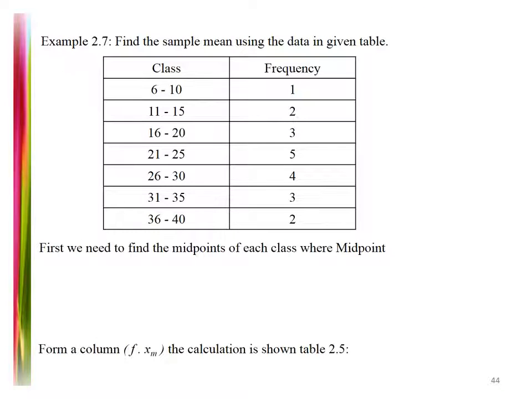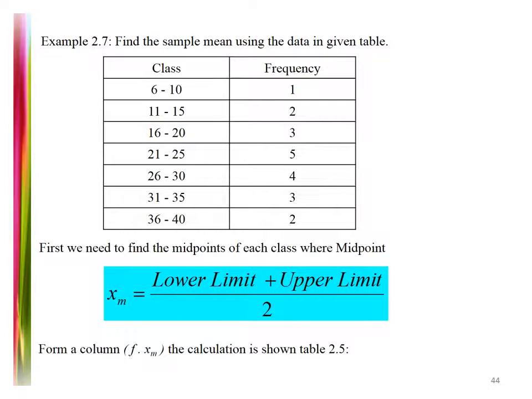Here I have also given one example. This is the class and frequency, so we can calculate the midpoint values by applying lower limit plus upper limit divided by 2. We have to generate new columns: they gave two columns, so we have to create the third column as midpoint and the fourth column as the product of frequency and midpoint.